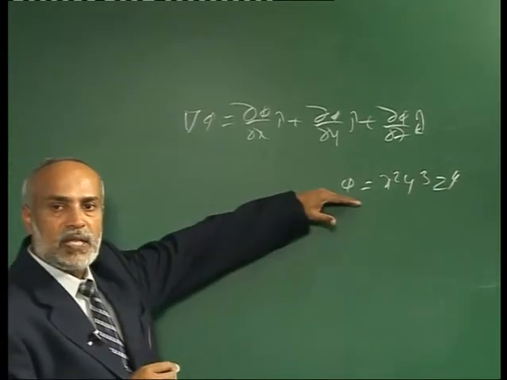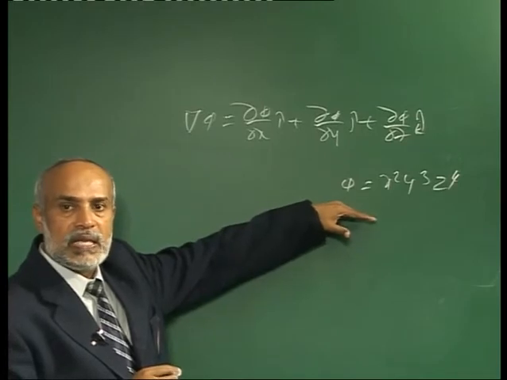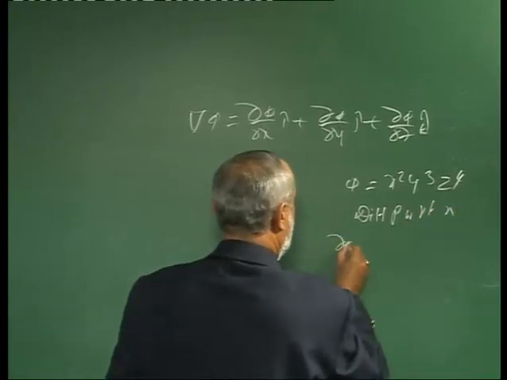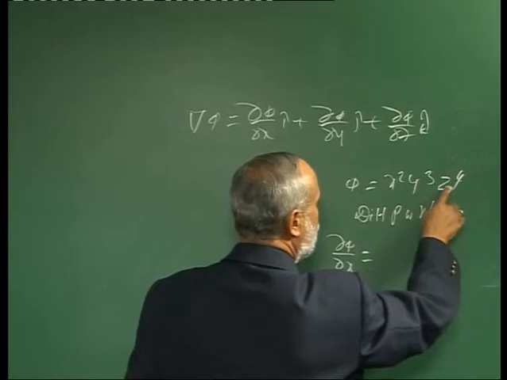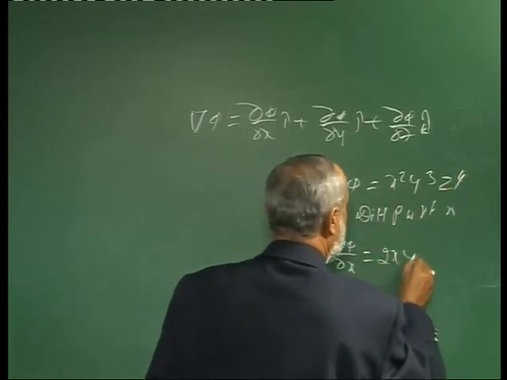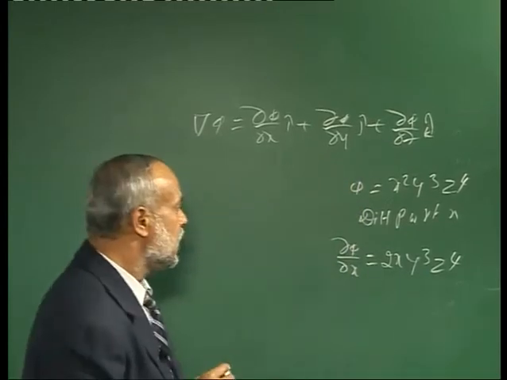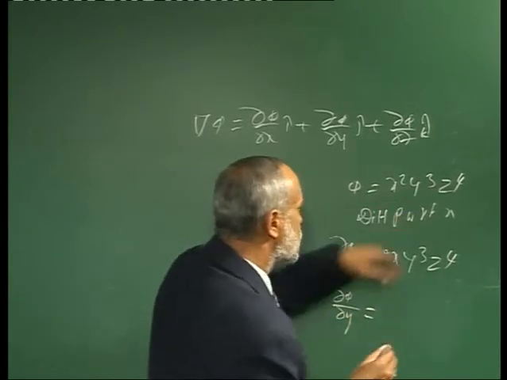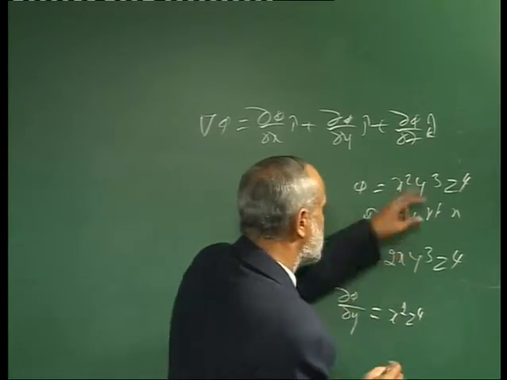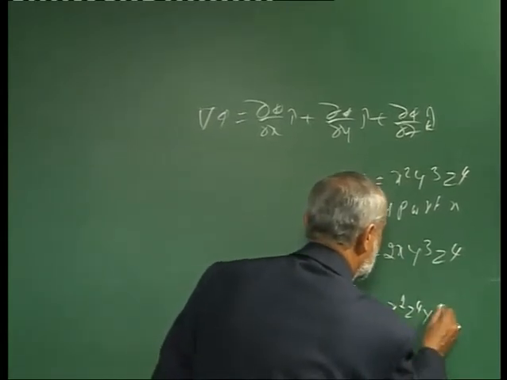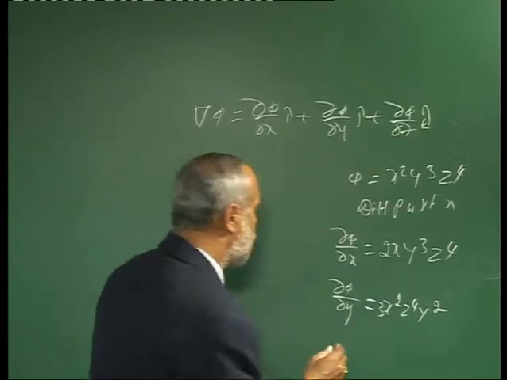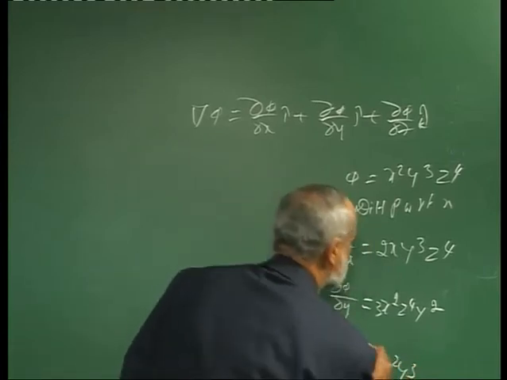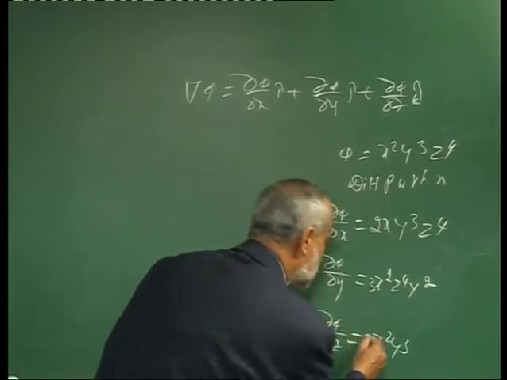Now we differentiate this term partially with respect to x, y, and z. Differentiating partially with respect to x, dou phi by dou x is equal to, here y cubed z to the power 4 is constant, x squared differentiation is 2x, so 2x y cubed z to the power 4. Again, differentiating partially with respect to y, dou phi by dou y equals, here x squared and z to the power 4 are constant, y cubed differentiation is 3y squared. Then differentiating partially with respect to z, dou phi by dou z is equal to, here x squared y cubed is constant, z to the power 4 differentiation is 4z cubed.